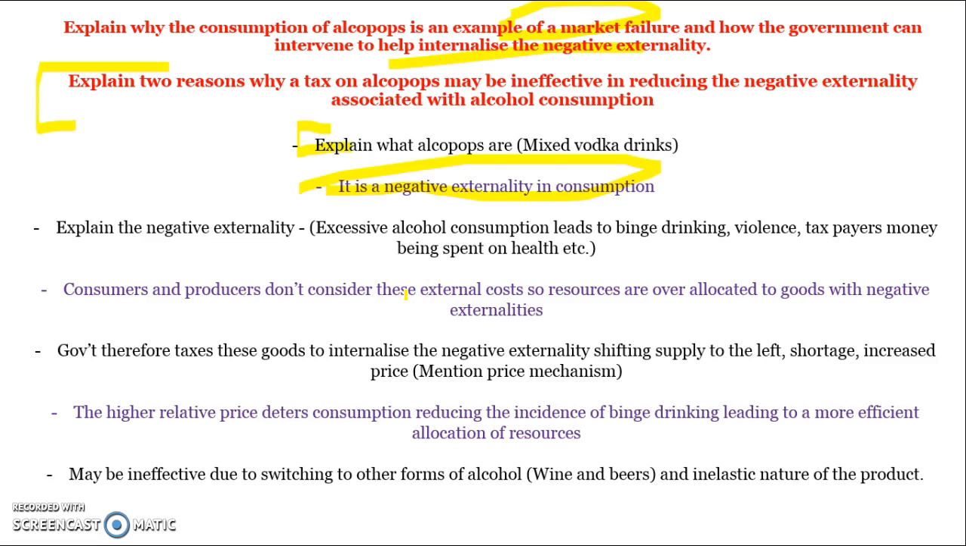Really clearly articulate why it's a market failure. So it's not just that it's got negative externalities, but the consumers and producers don't consider these external costs, and therefore there's an over-allocation of resources to these products. Make sure you articulate that really clearly. Therefore, the government taxes these goods to internalise the negative externality. That shifts supply to the left, leads to a shortage and increases the price. The higher price deters consumption, which should lead to a more efficient allocation of resources because resources shift into other areas that are less harmful.